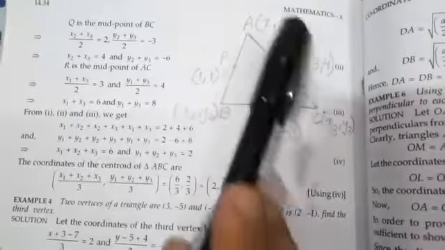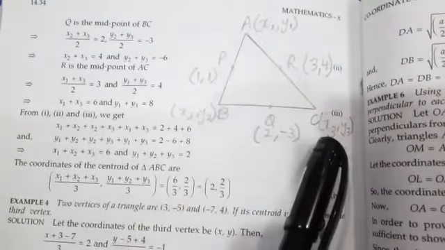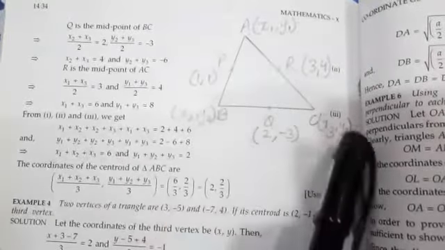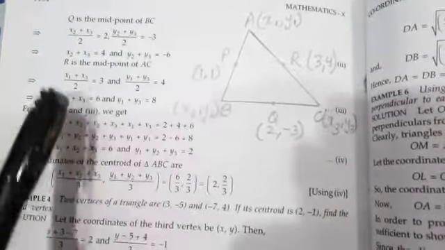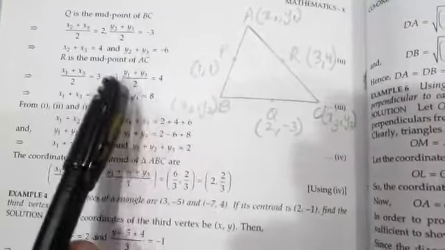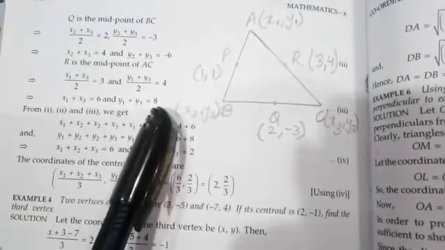Again, R is the midpoint of AC. So using the midpoint formula, we have (x1 plus x3) by 2 equals 3, (y1 plus y3) by 2 equals 4. On cross multiplying, we have x1 plus x3 equals 6, y1 plus y3 equals 8.